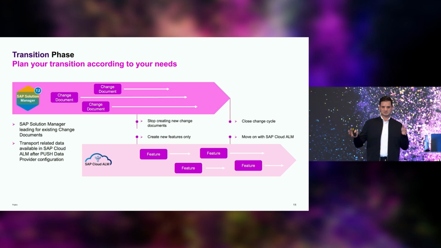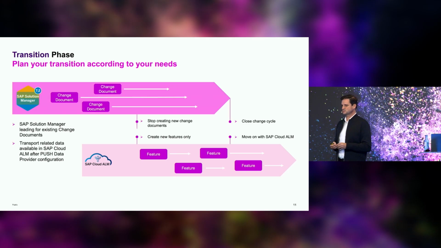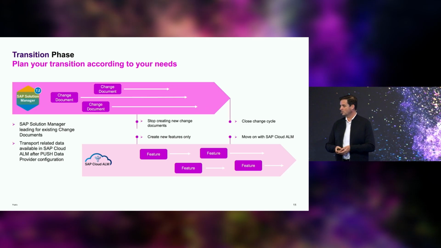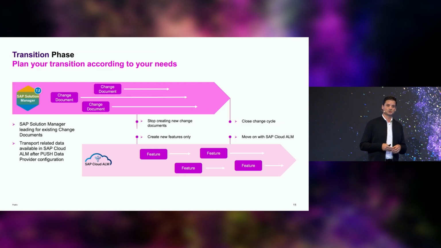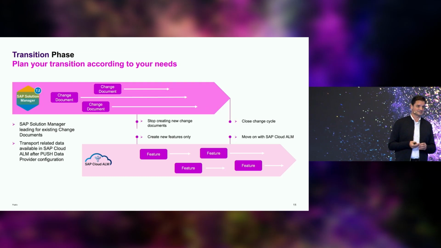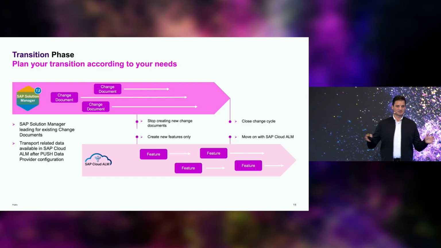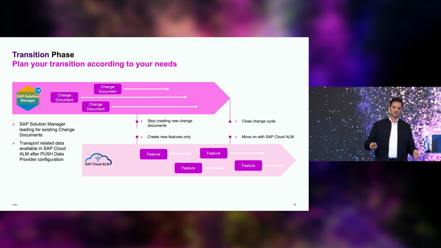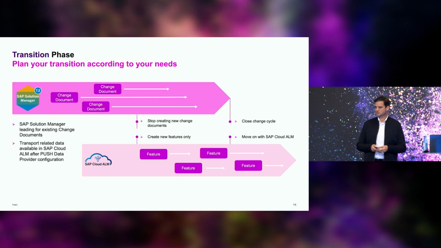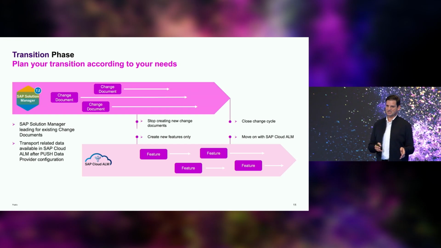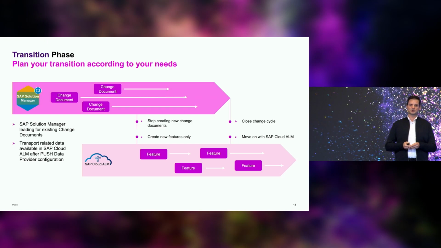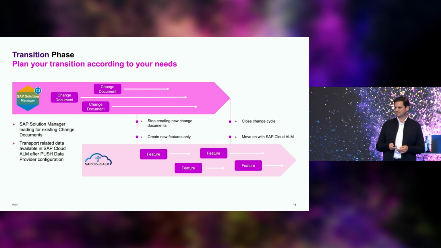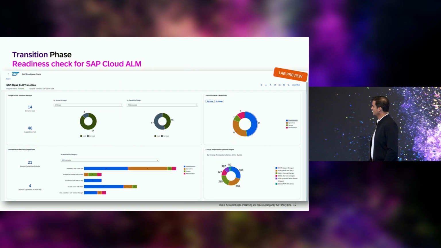So there will be this kind of transition phase where you will work in parallel, and of course, depending on the size of your landscape, on the size of your projects, and on the complexity of your project, this transition phase will be short or will be long. But the overall strategy really is to fade out Solution Manager changes and in parallel start with Cloud ALM until the last one is finished, and then more or less completely Cloud ALM takes over.